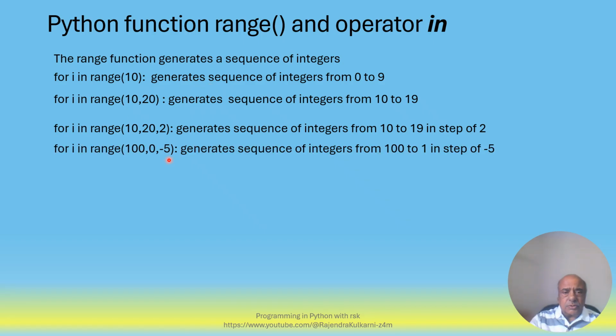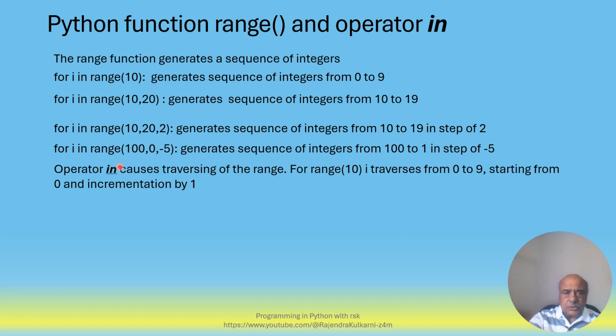Here we can also give -5 as a step by which range should go, and I, or the variable used for this, will assume the values accordingly. Operator in causes traversing of the range.